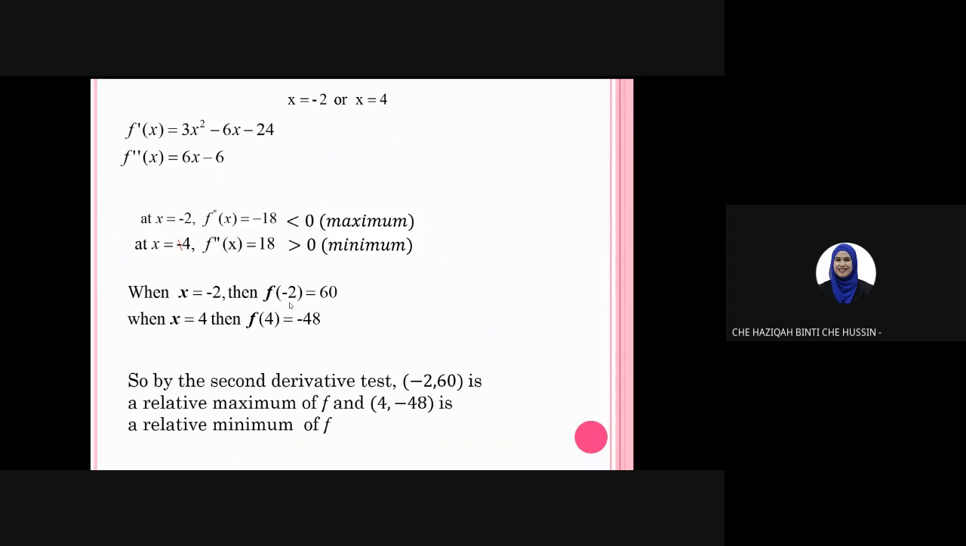So we will get f(-2) equal to 60, and then f(4) equal to -48. So by the second derivative test, (-2, 60) is a relative maximum. Okay, this one, (-2, 60). And then the second one, (4, -48) is a relative minimum.